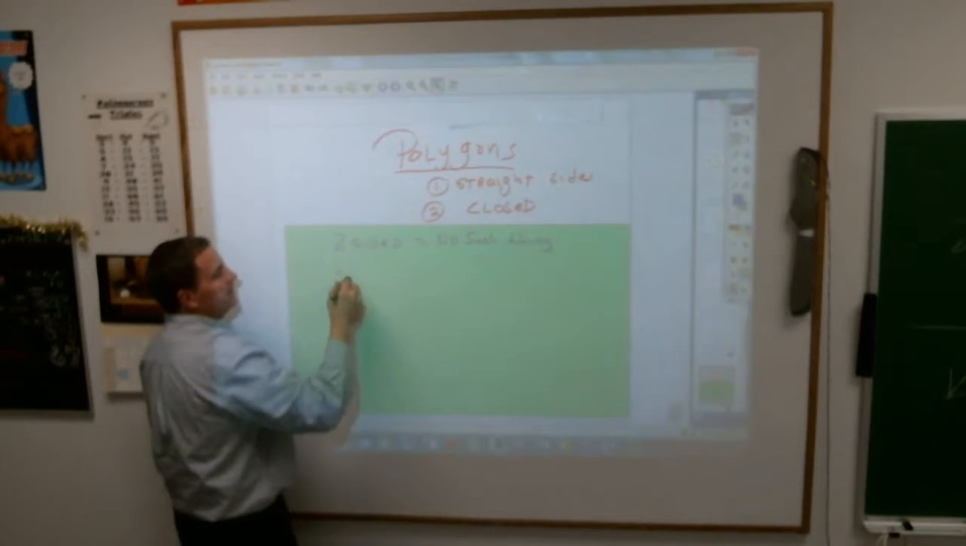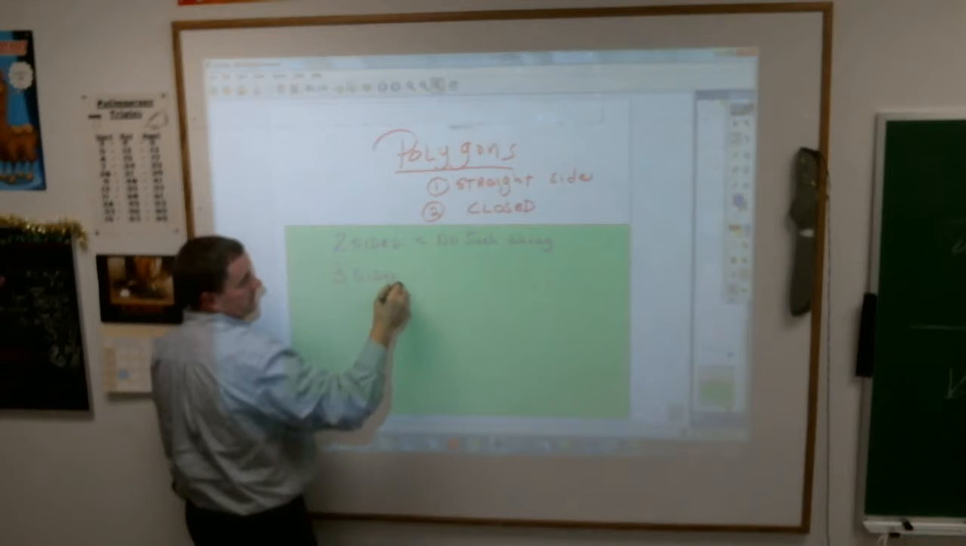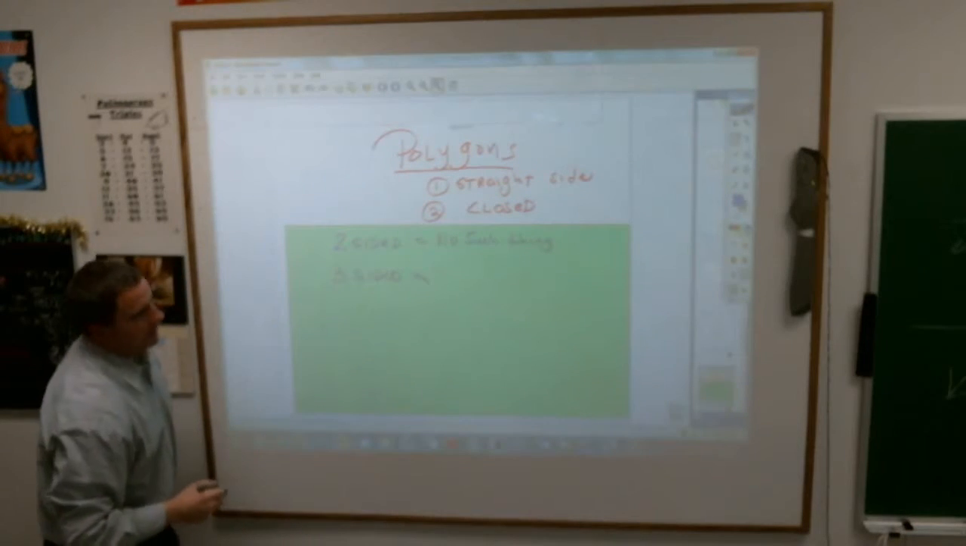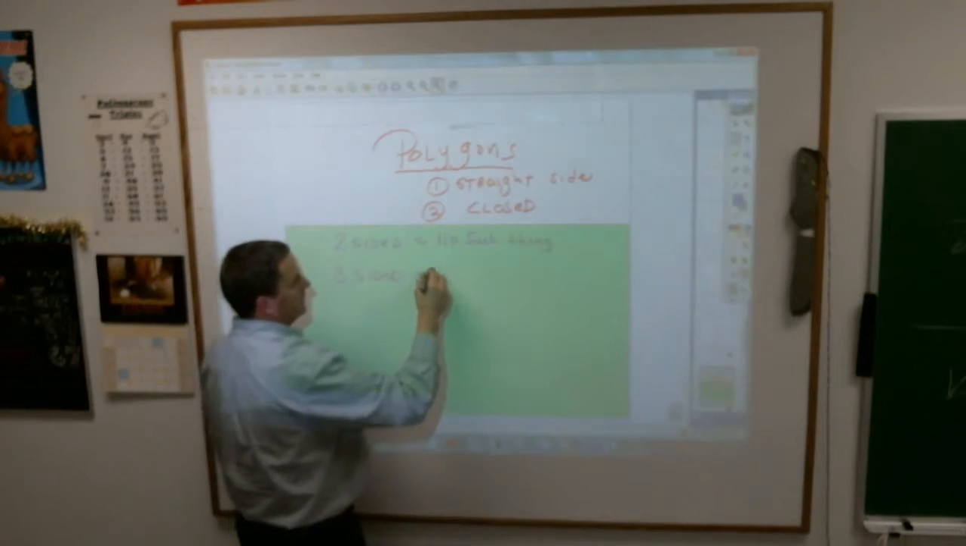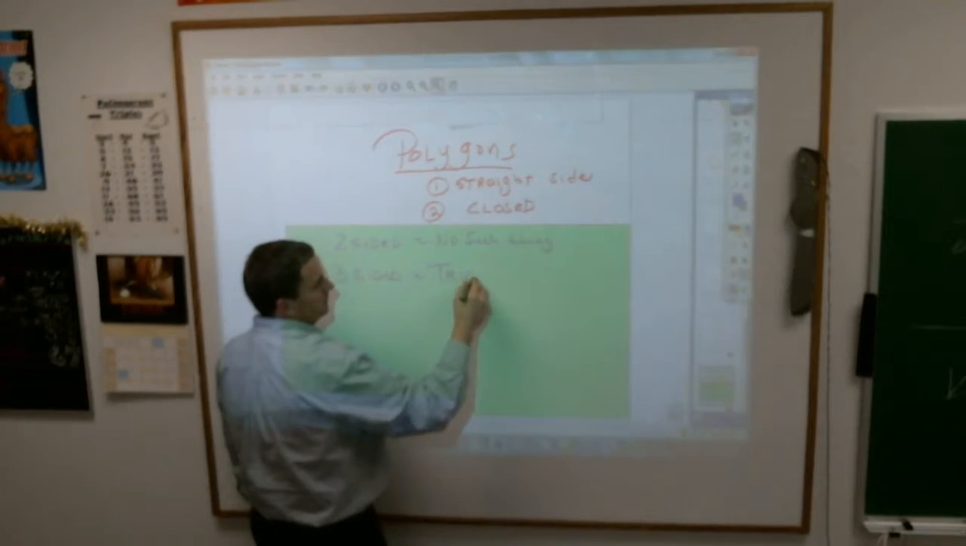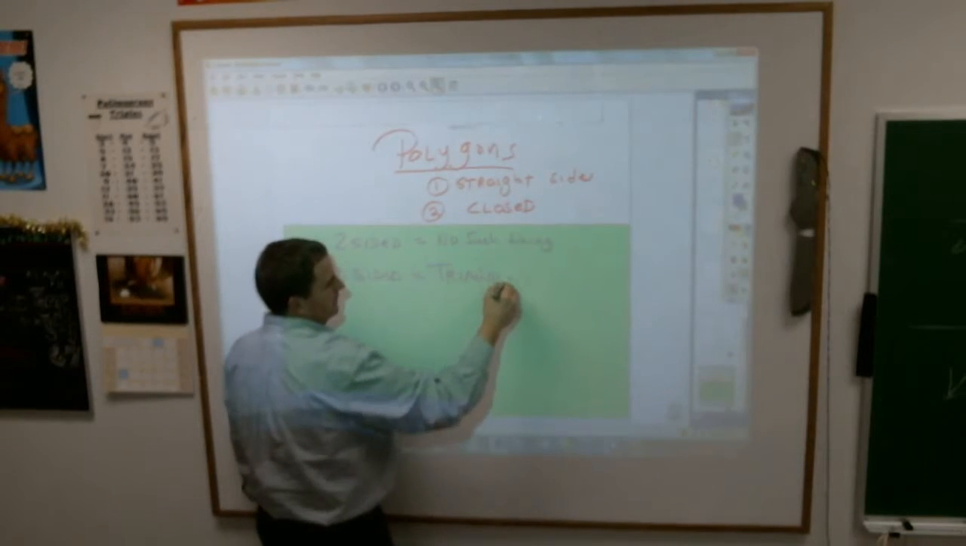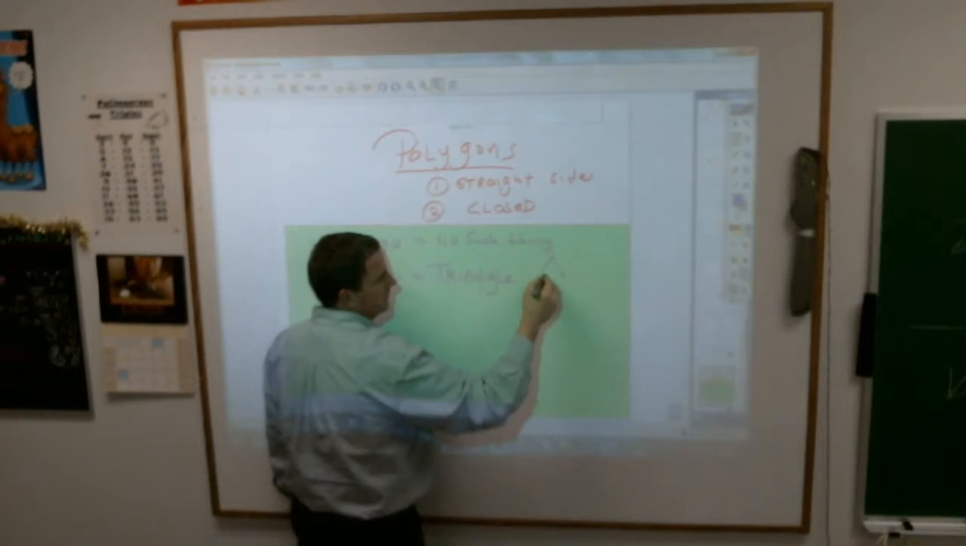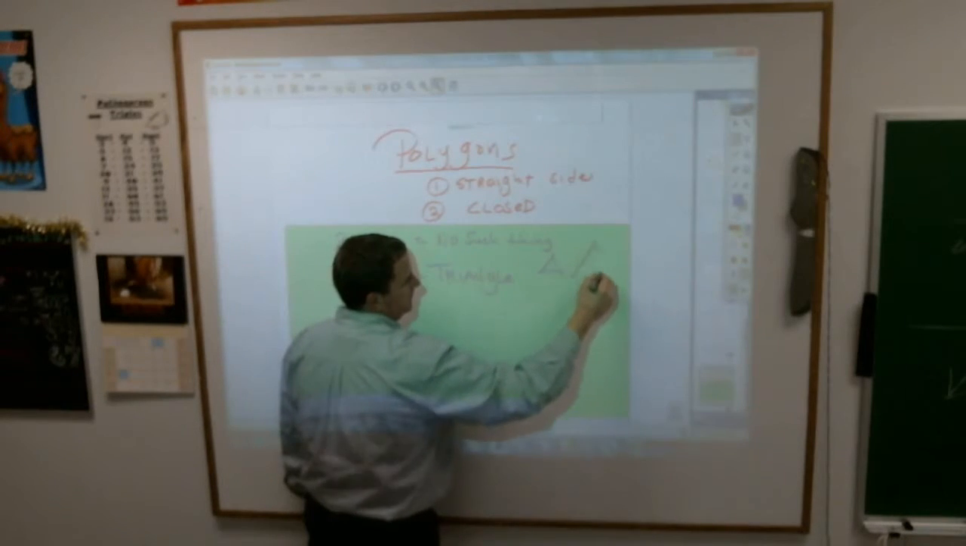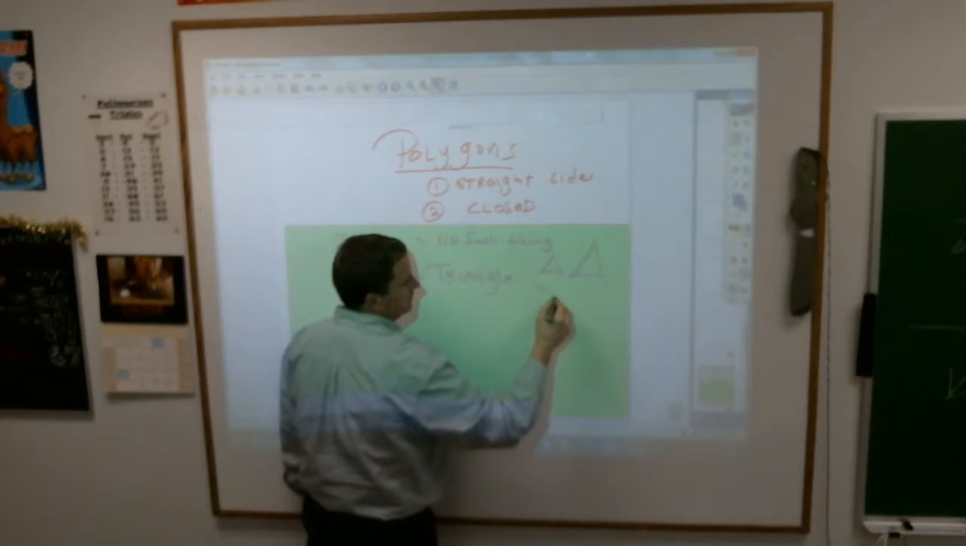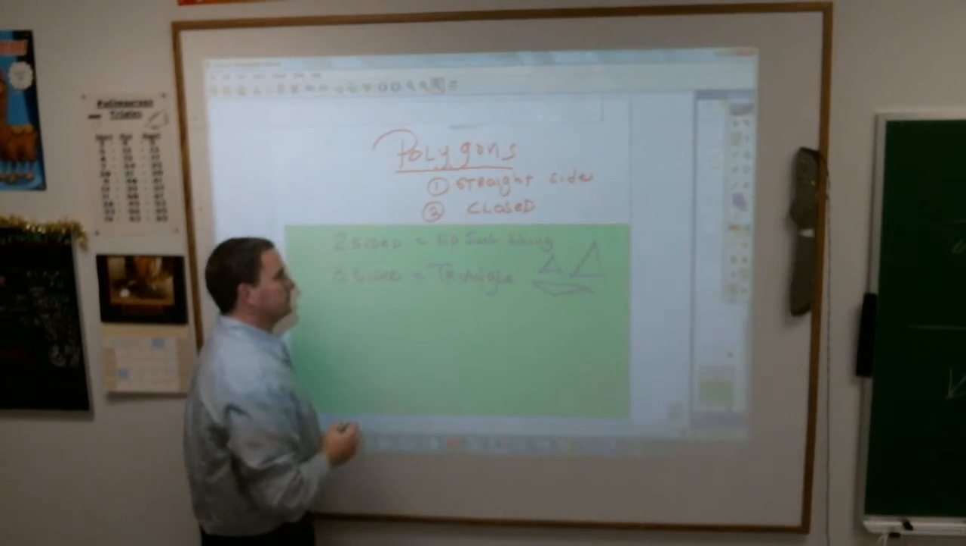A three-sided polygon we call a, Alex? Triangle. And there's lots of different triangles. Could look like this. Could look like this. Could look like this. Whatever.